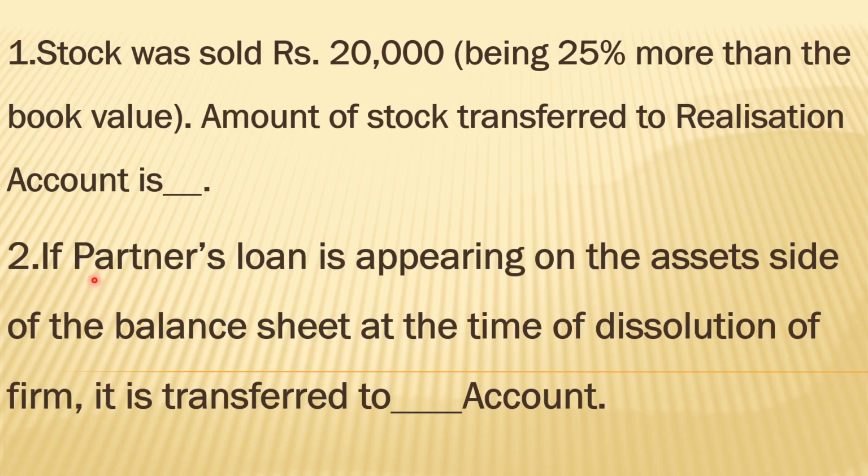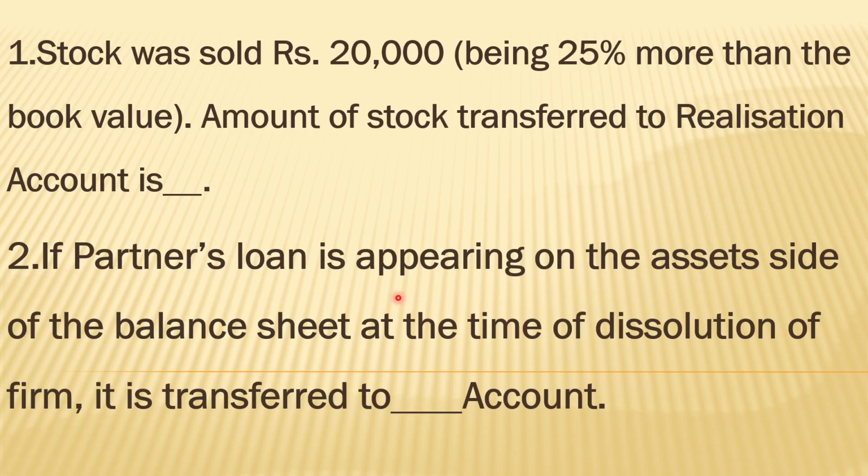Now we will consider the next question. If partner's loan is appearing on the asset side of the balance sheet at the time of dissolution of firm, it is transferred to dash account. Partner's loan and third-party loan, both are not the same.